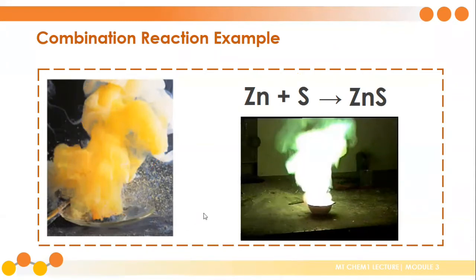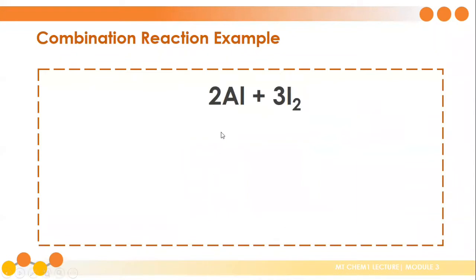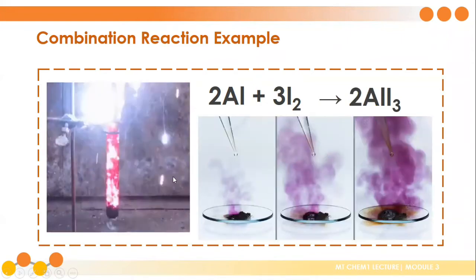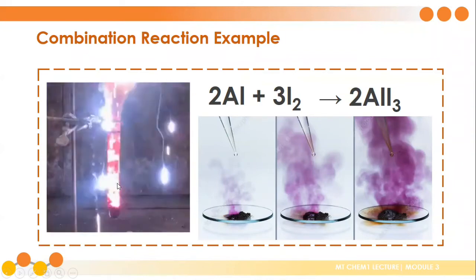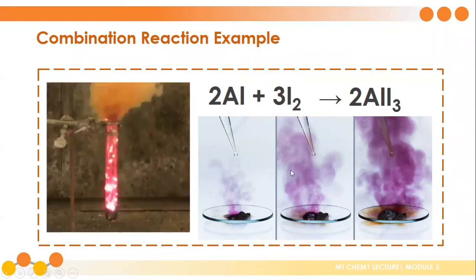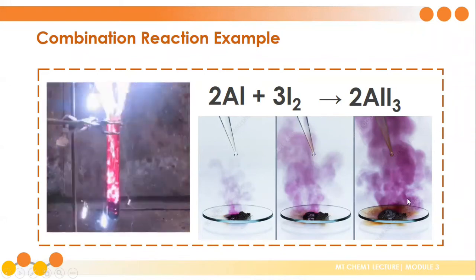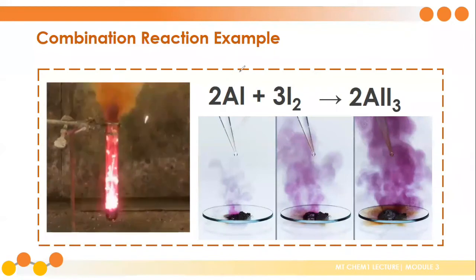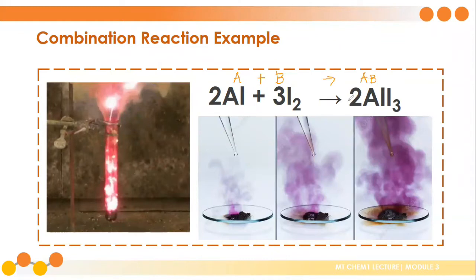Take a look at another example. We have here aluminum plus iodine, which will produce aluminum iodide. As you can see in the reaction, it produces heat and light. There is also existence of smoke or the production of gas. Again, this is an example of a combination reaction wherein A plus B will produce AB. Simply a combination or bonding of the reactants.